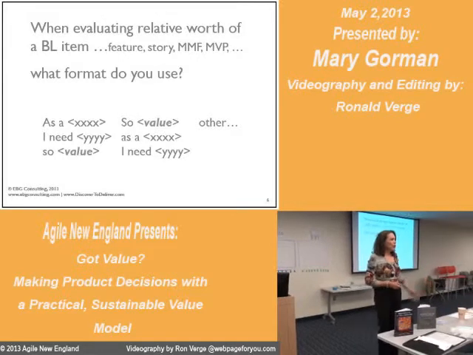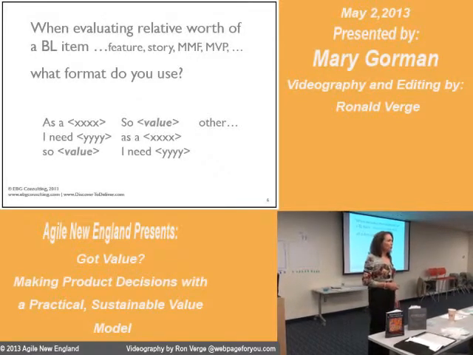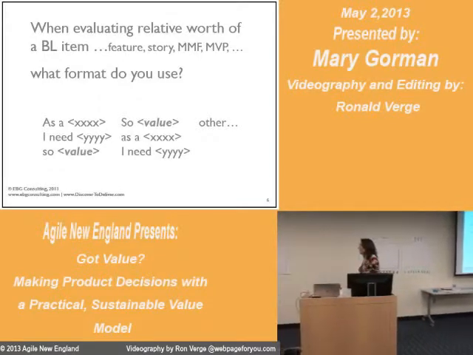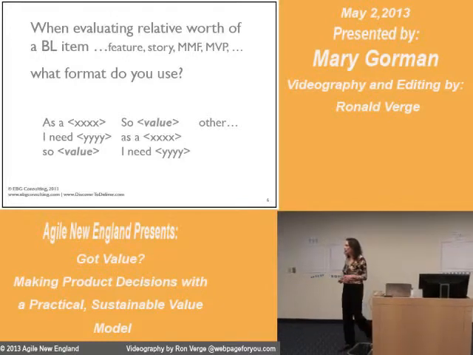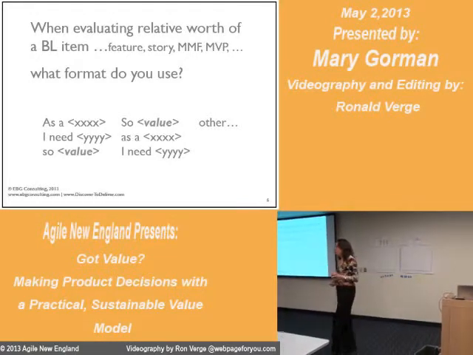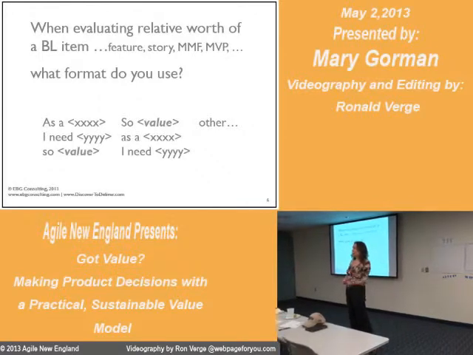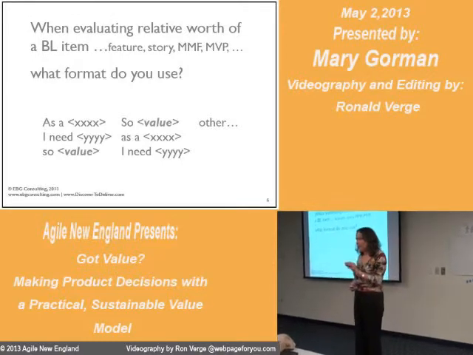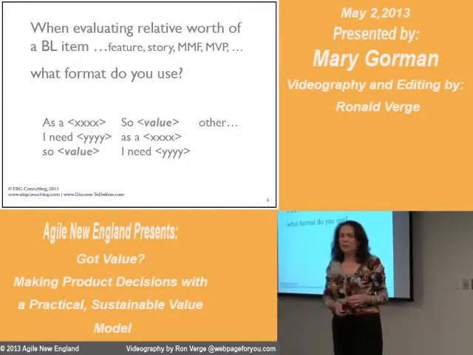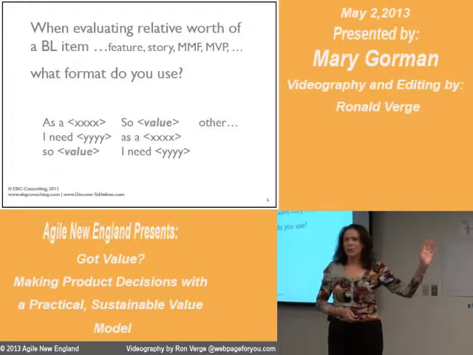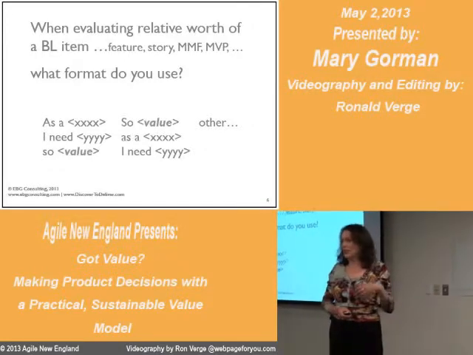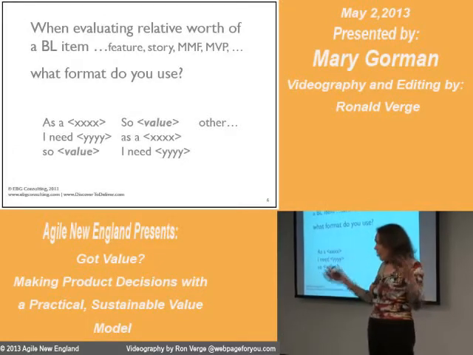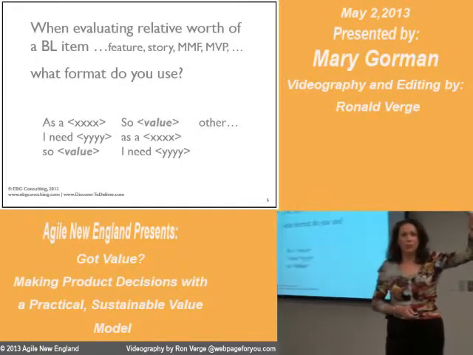So what I'm interested in knowing is how you capture the idea of value. If you have some backlog items, whether it's a feature, a story, a minimum marketable feature, a minimum viable product, whatever those things are in your backlog, what format do you use? How do you recognize the value? Some people, and we'll do a show of hands, actually use the standard format: as a user role, I need to do some action, so, and then there's a value statement. How many folks use that particular approach?